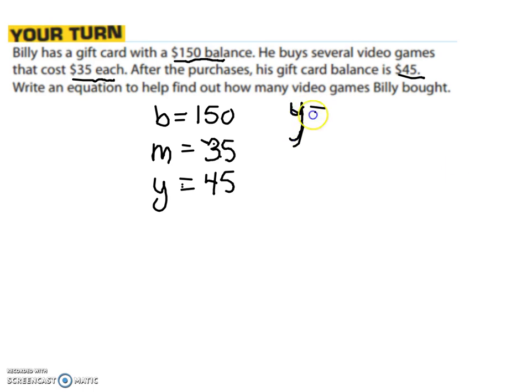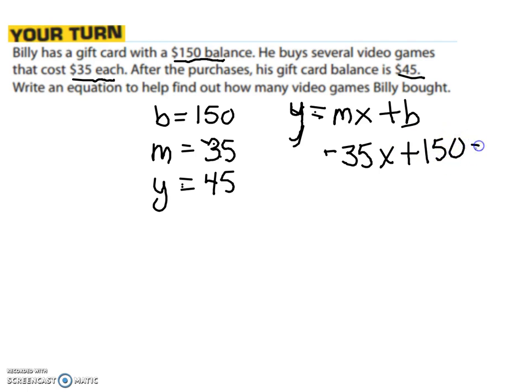So we have negative 35 is my m. Negative 35x plus 150 equals 45. All right, let's go to the next one.